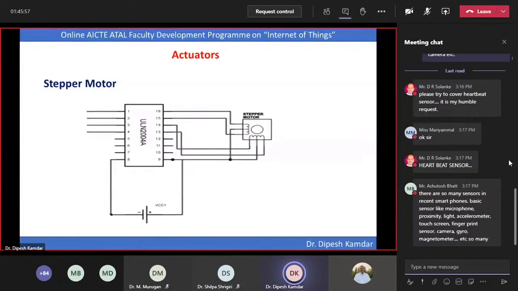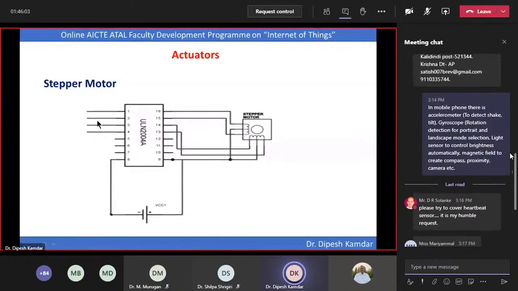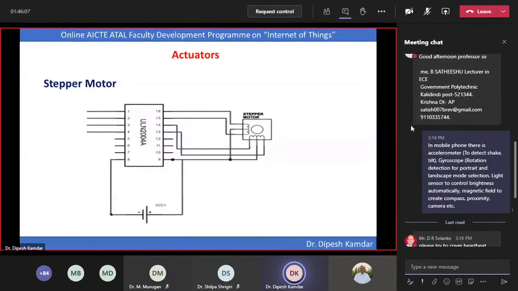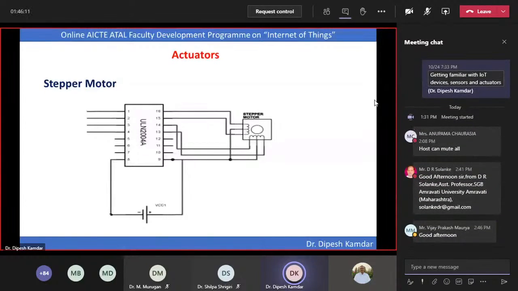Your controller, whatever the IoT device is, can give you 0 to 3.5 or 5 volts, while your stepper motor may need a 12 volt or 24 volt supply. So this driver circuit will help boost the current, and it will also work as an isolator as and when needed.